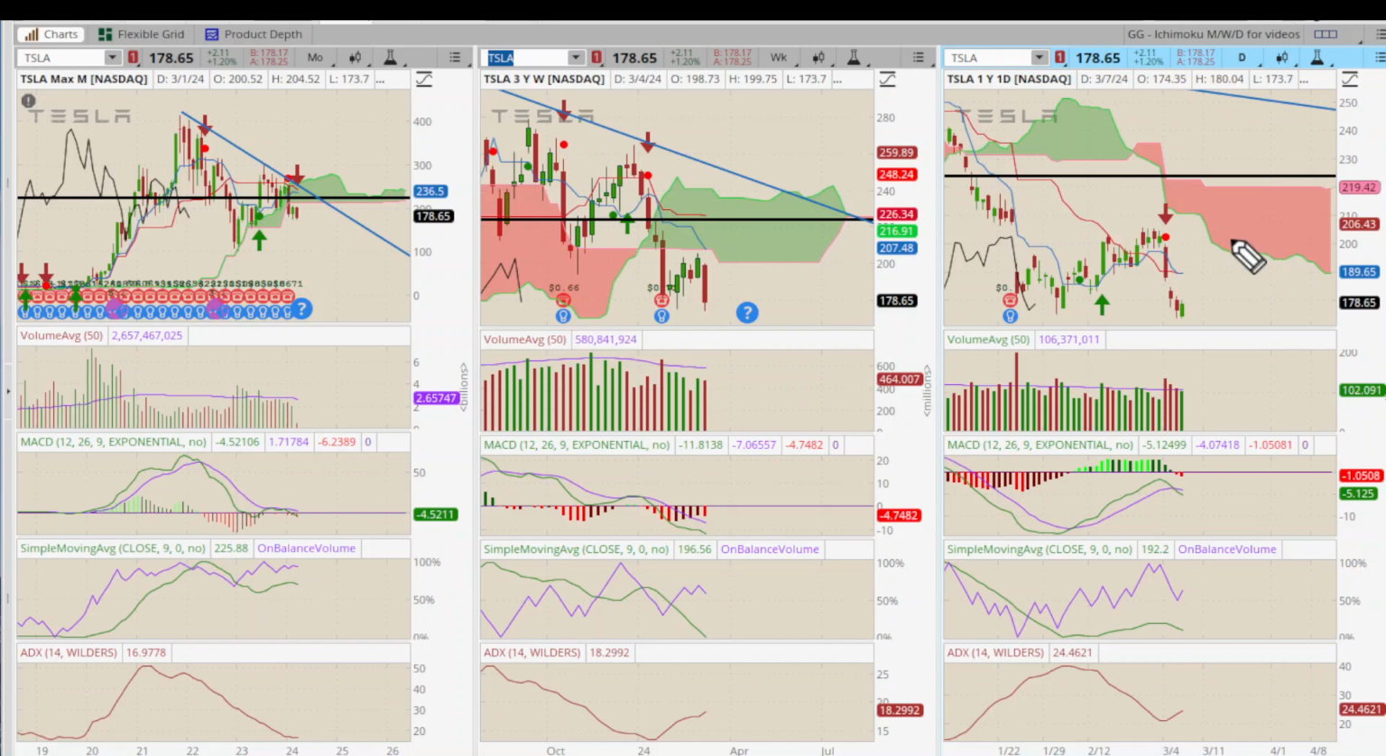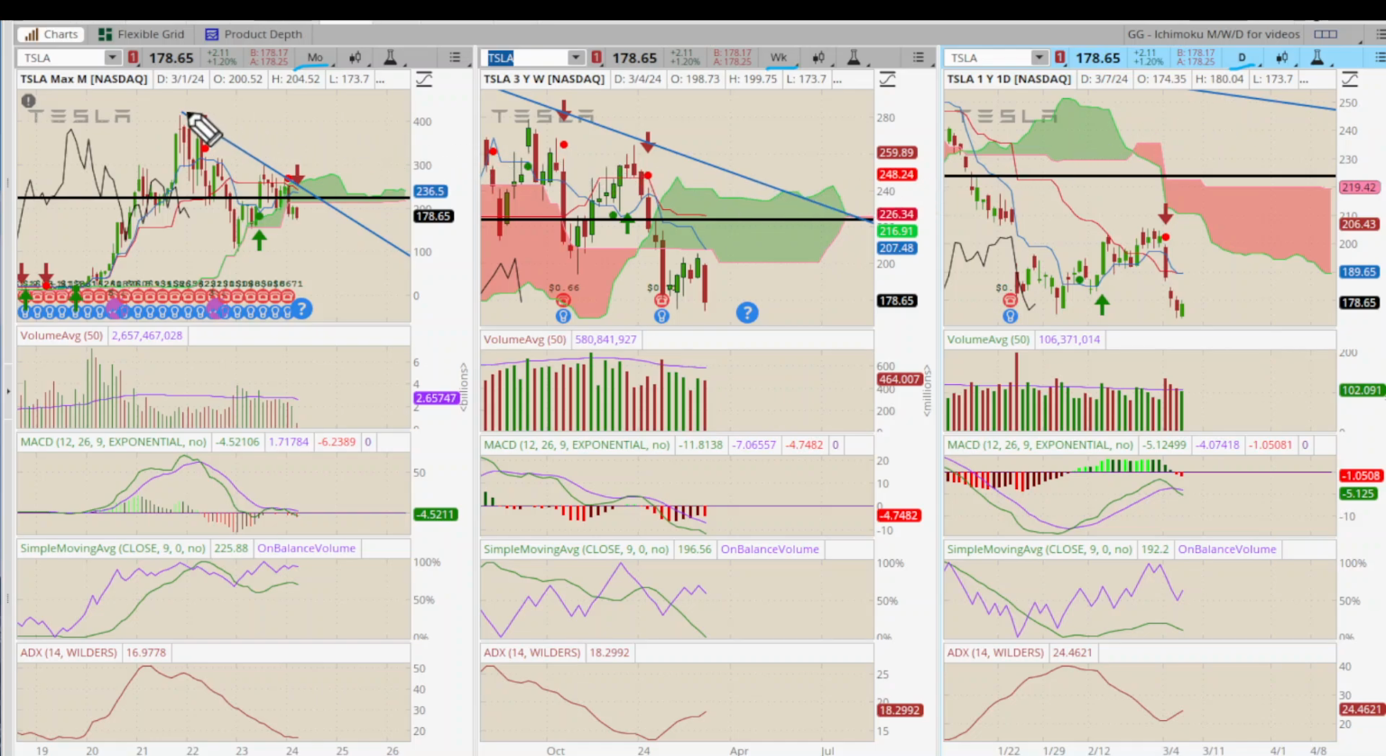So let's look at the Tesla chart here. I've got the monthly chart on the left, I've got the weekly chart in the center here, and then the daily chart on the right. This is my usual setup. Sometimes I have a little shorter timeline on the daily, but it's usually monthly, weekly, daily, and something shorter.